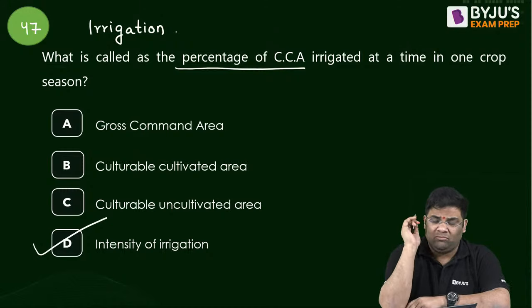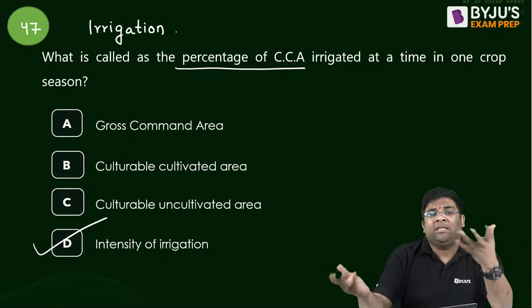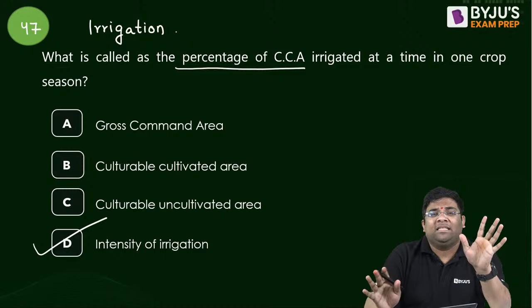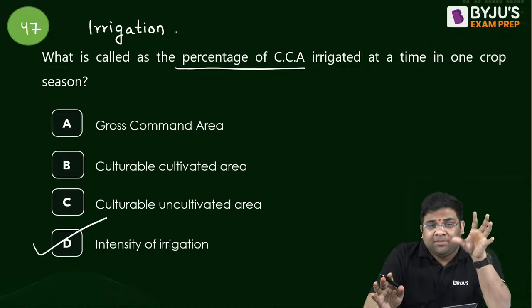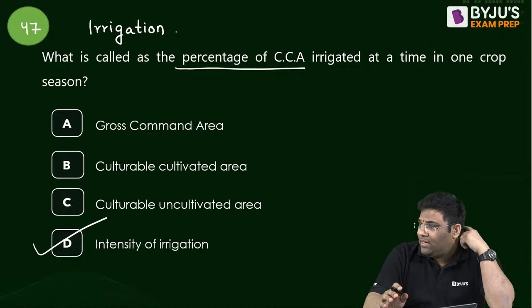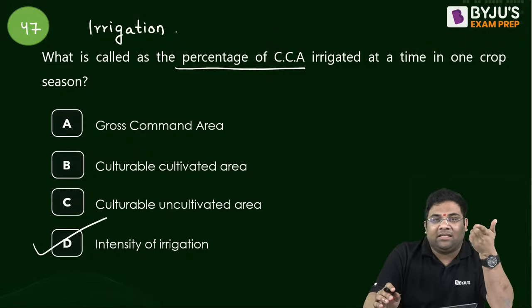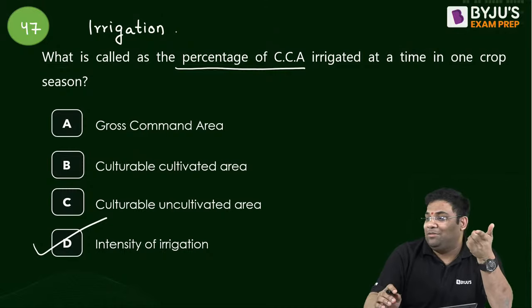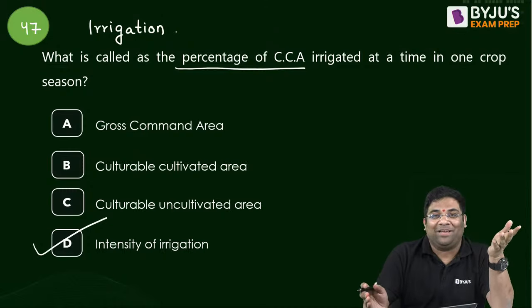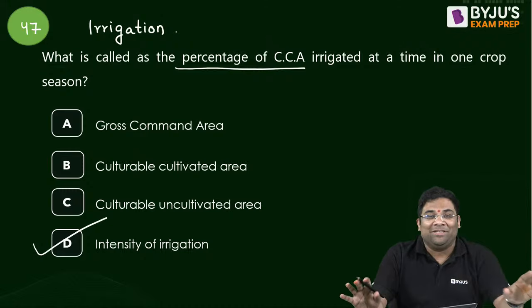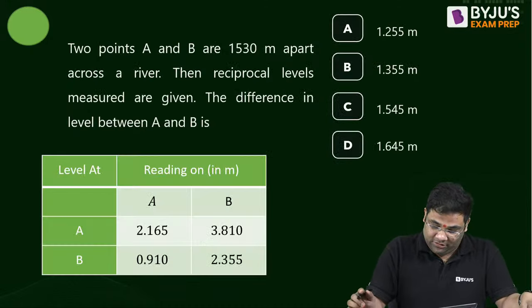You saw just CCA and you jumped. You're not being asked the full form of CCA. They're asking the percentage of CCA which is irrigated. So it is not CCA, it is intensity of irrigation. Understood? Don't jump, read the question once. Let us go to the next question.